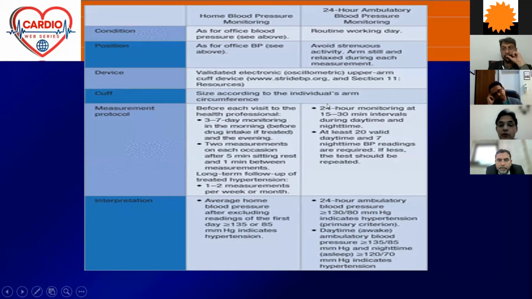And then for 24-hour ambulatory monitoring, measurements are taken at 15 to 30 minute intervals during daytime and nighttime. At least 20 valid daytime and 7 nighttime blood pressure readings are required. If less, the test should be repeated.